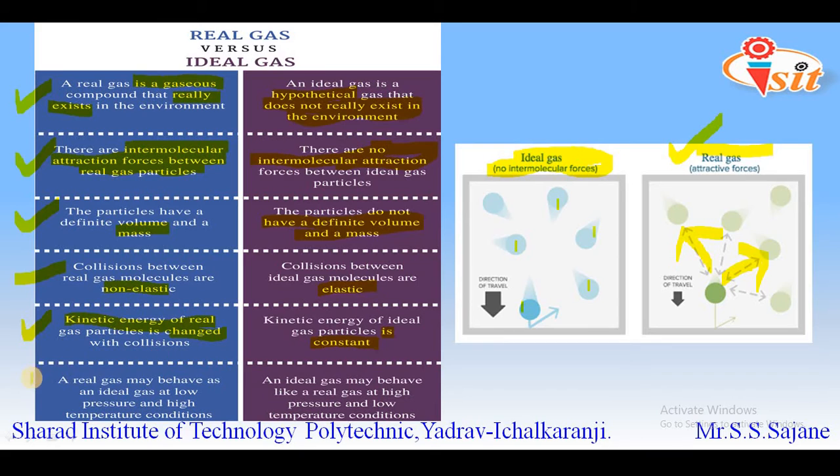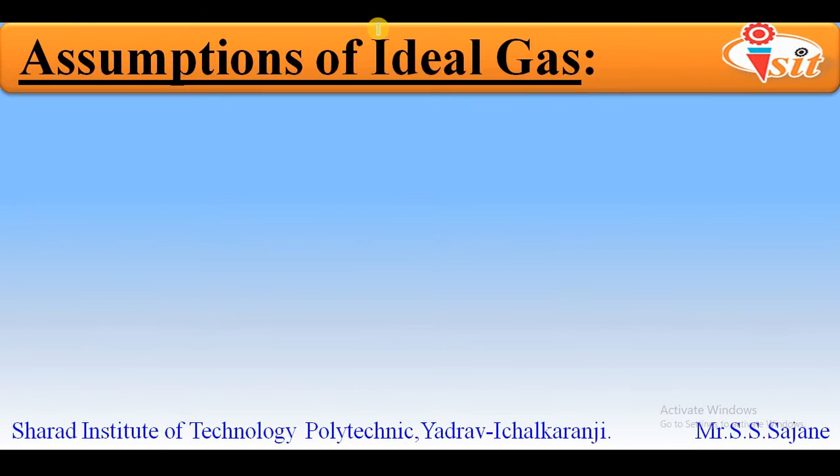The last differentiating point is that a real gas may behave as an ideal gas at low pressure and high temperature conditions, whereas an ideal gas may behave like a real gas at high pressure and low temperature conditions. So these are the points that differentiate real gases from ideal gas. Now we will see the assumptions of ideal gas. You should take note of this part, because from an exam point of view, this question is important.